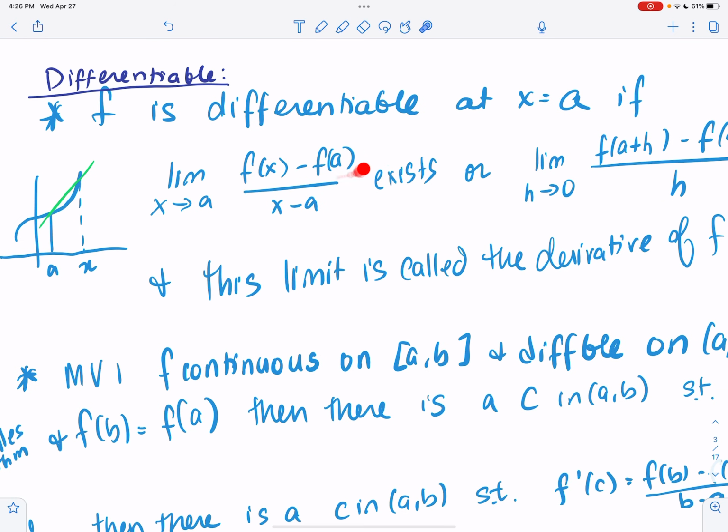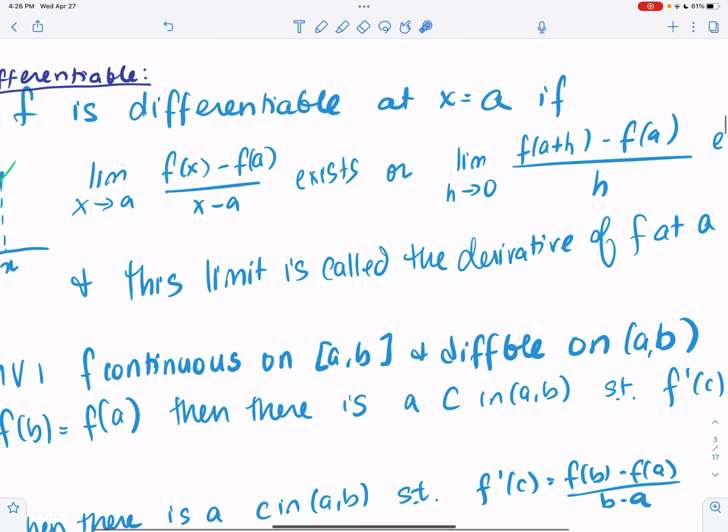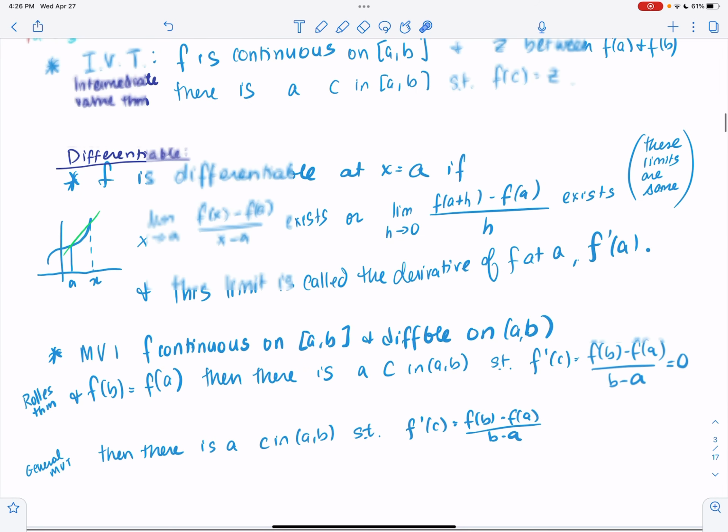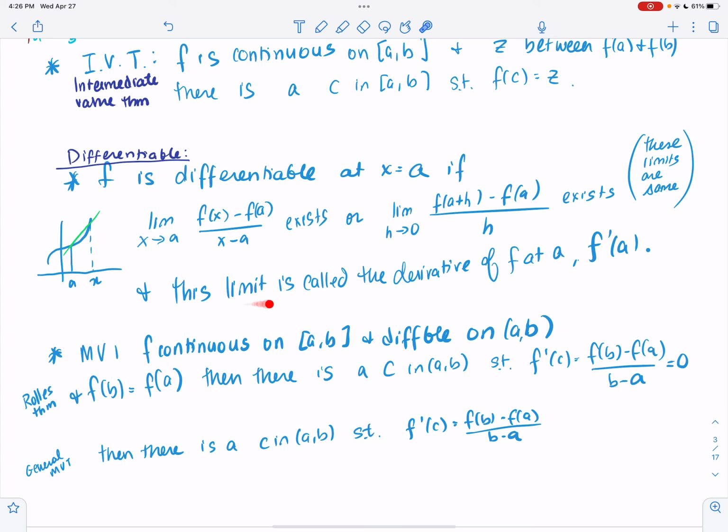Okay, instead of writing the limit like this, you could write x is a plus h, and as x approaches a, you will have that h goes to 0. So you could write this or this. This would be f prime of a, this is f prime of a, both are the same. Okay, these limits are the same, and this limit, if it exists, is called the derivative of f at a, and you denote it by f prime of a. Okay?